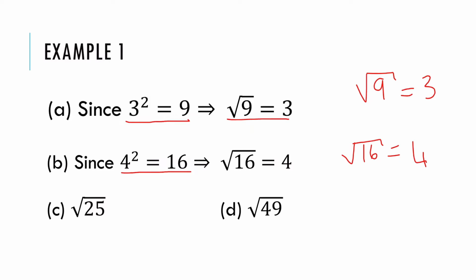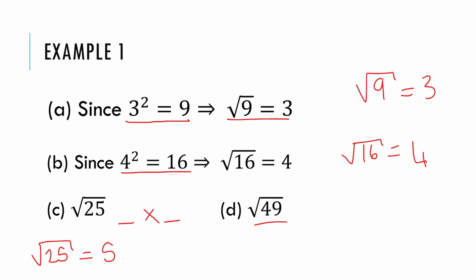In part C, let's ask ourselves that question again. What number multiplied by itself gives 25? That number is 5. 5 times 5 is 25, therefore the square root of 25 is 5.